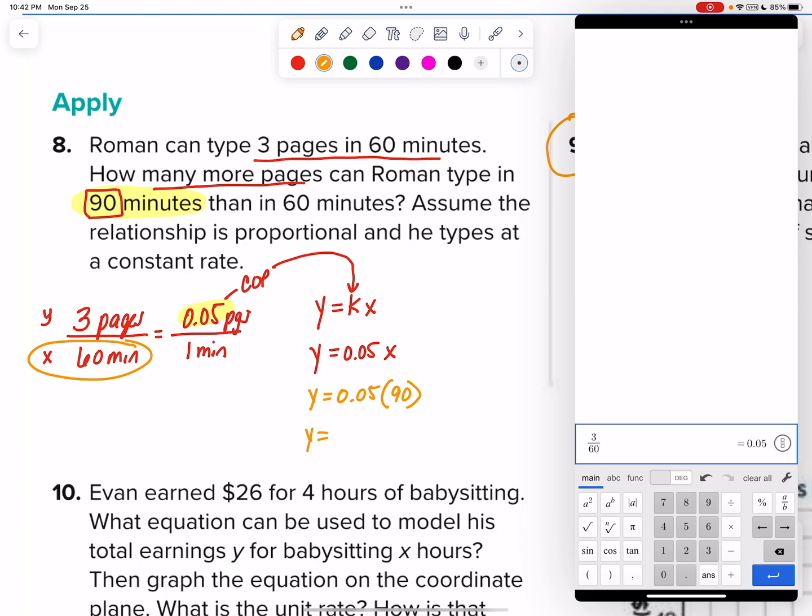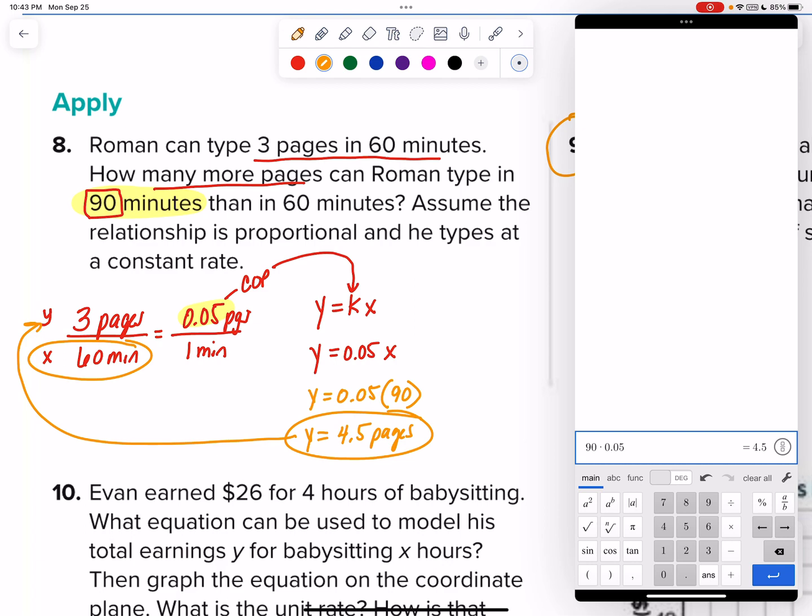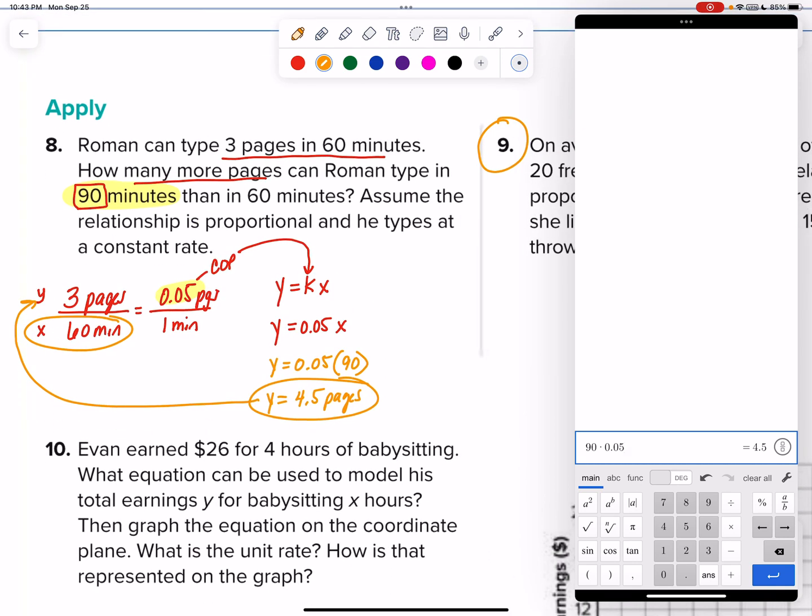So y equals how much? So 90 minutes times the constant of proportionality, it'll tell us y, and y equals 4.5. And what is y? You have to look up at your label. That means pages. And there we go. That's how we can use the equation to solve the problem.